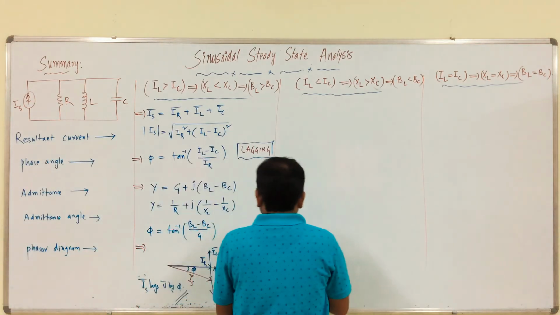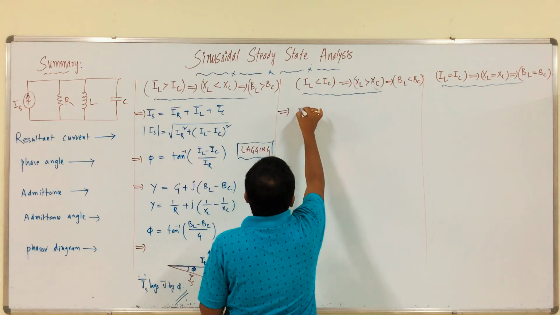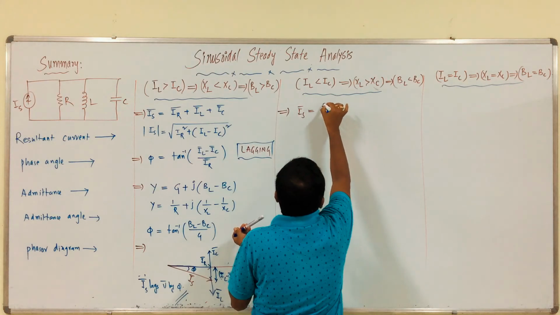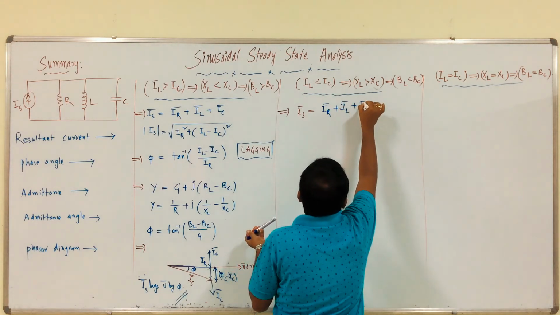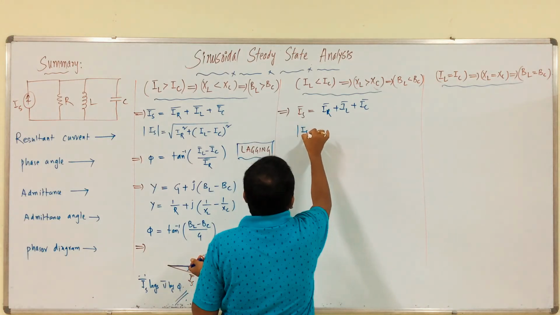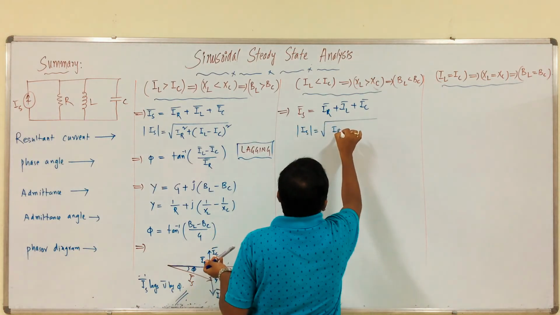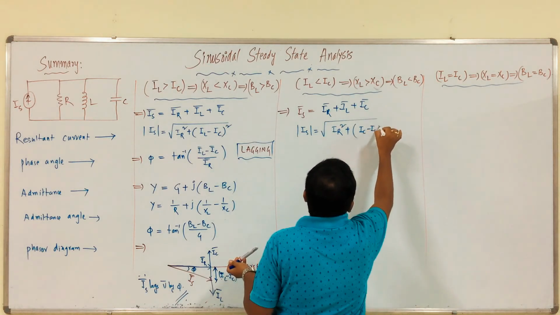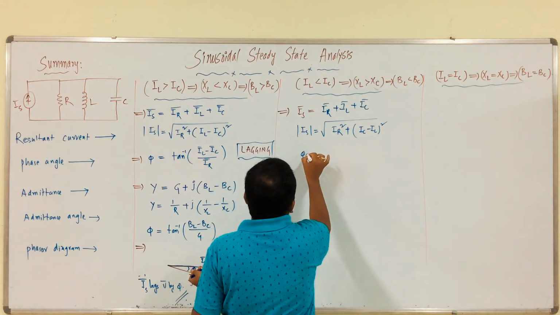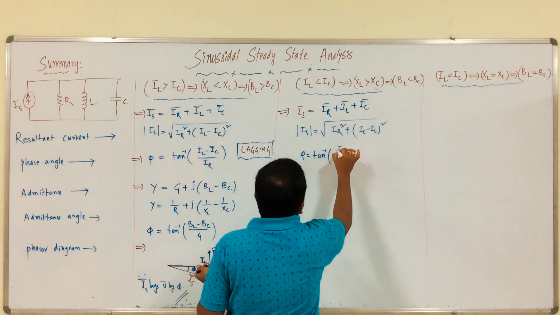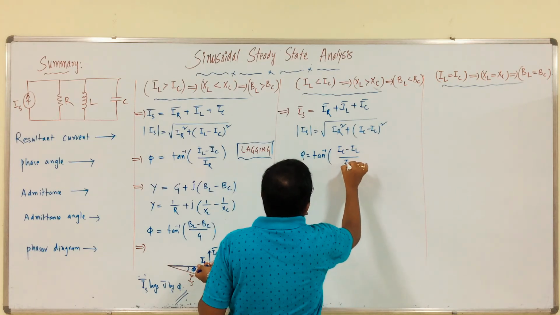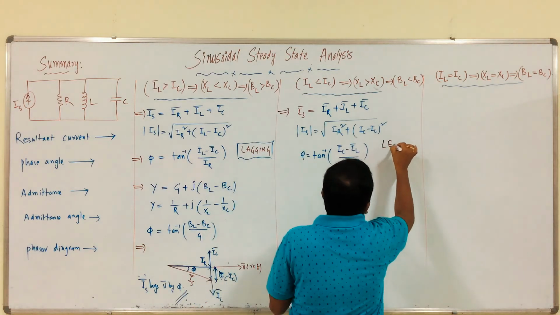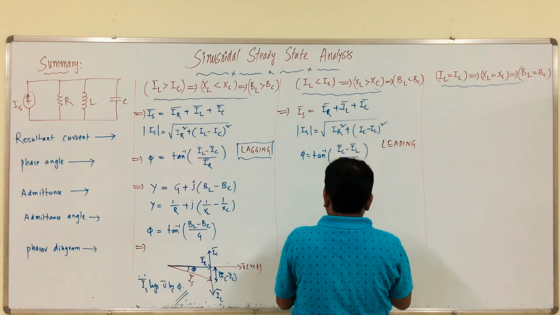Next, coming to this, IS is equal to the same IR plus IL plus IC, then the magnitude of IS is nothing but the square root of IR square. Here IC is more than IL, therefore IC minus IL whole square. Therefore, the angle is what? Tan inverse IC minus IL by IR, right? And then this is leading. Clear?